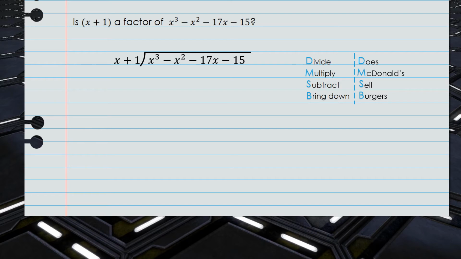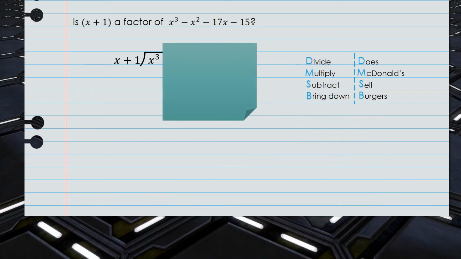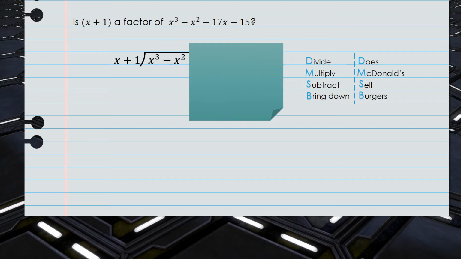Okay, the first step is to divide, and if we check out the first number, can a two-digit value, such as x plus 1, divide into a single digit, like x cubed? No. So we must move our post-it over. Now let's divide. Since we're dealing with variables, we are going to divide the leading terms, which means we will be dividing x cubed divided by x. Now x cubed divided by x gives us x squared.